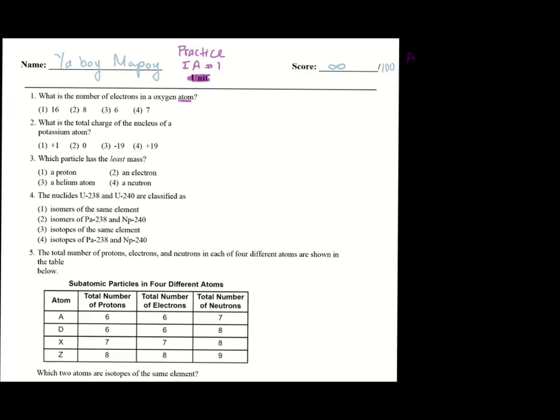Oh, that's ugly. You can't even see it on the black background. All right, screw that.